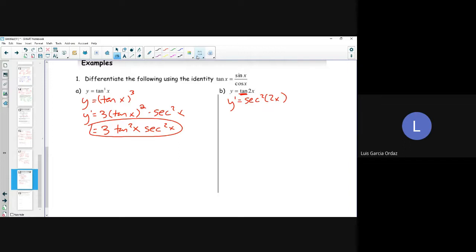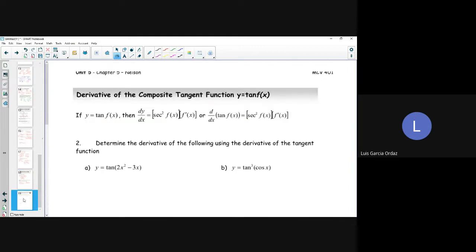And then I can take the derivative of my bracket. So what's the derivative of 2x? 2. Multiplied by 2, which means my derivative is just 2 times secant squared of 2x. So now let's see what more we can add. So the derivative of composite tangent functions of y is equal to tan x.